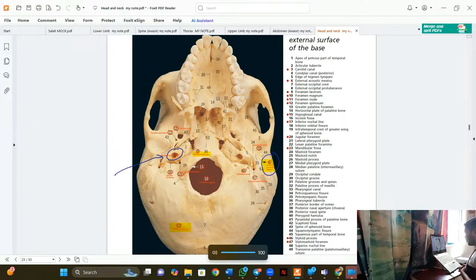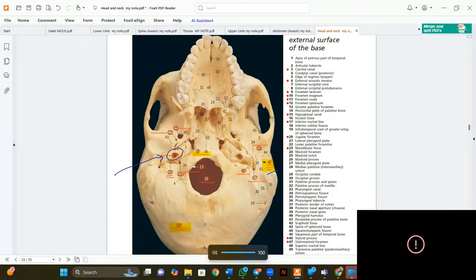Okay. 9. Oh, this is styloid process. Okay. This is styloid process. So behind it, 47 actually should be. No. What I'm saying. 9. Two are different. 9 foramen lacerum. Okay.